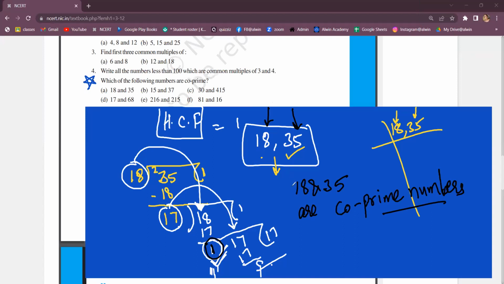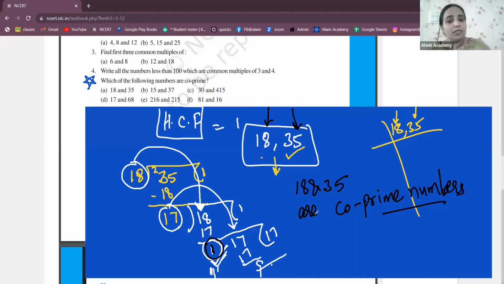Kirat, did you understand better what co-prime numbers are? Co-prime numbers are the numbers which have only 1 as their common factor. No other factor is common between both the numbers. So this long division method can be used if the answer to this long division is 1. This is actually the method of finding HCF, highest common factor. And if the only common factor you get here is 1, that means these numbers are co-prime. Got it? This is the easiest method to do this.